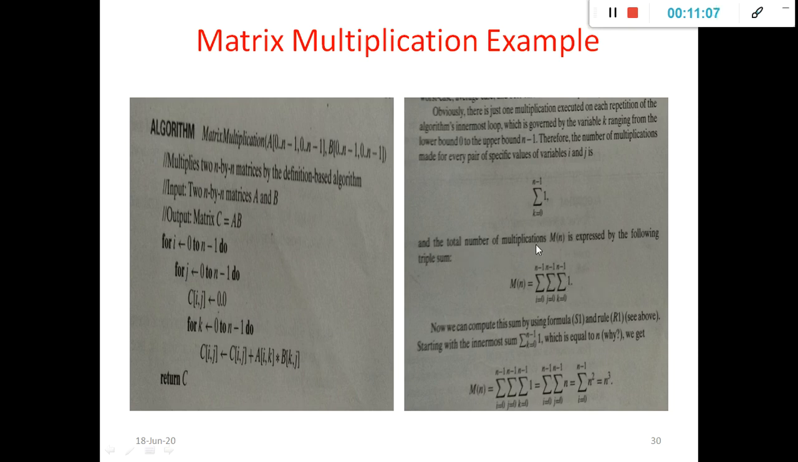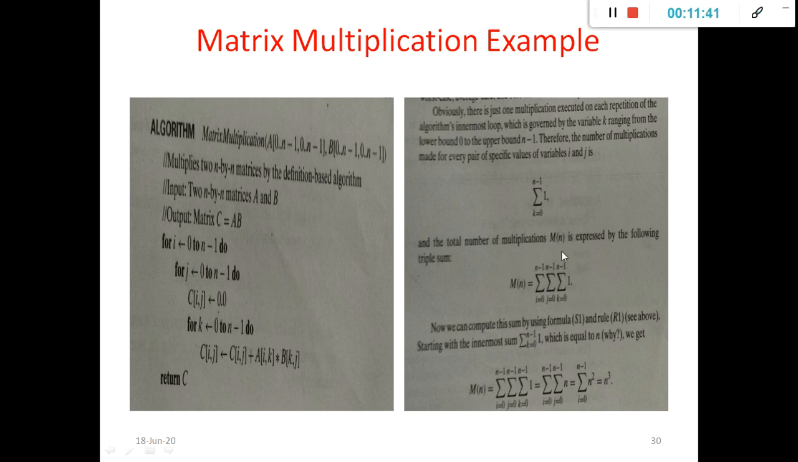Because of this we can write the total number of multiplications required to complete the matrix multiplication as M of n. The basic operation is the multiplication, and the total number of multiplications M of n is equal to the summation of i is equal to 0 to n minus 1, into summation of j is equal to 0 to n minus 1, into summation of k is equal to 0 to n minus 1, of 1. This is an expression to count the total number of multiplications required to complete the matrix multiplication.